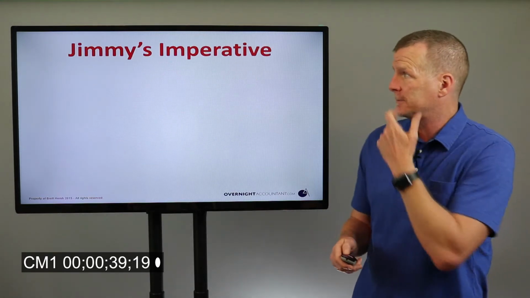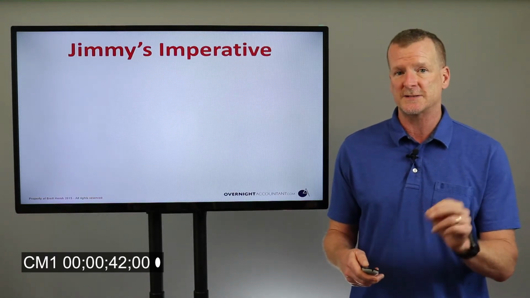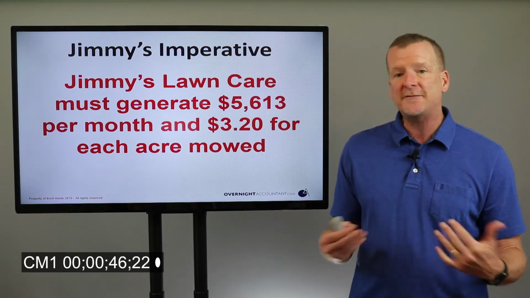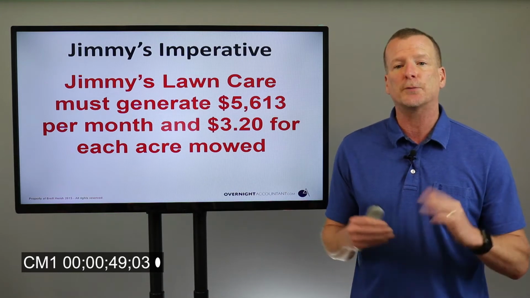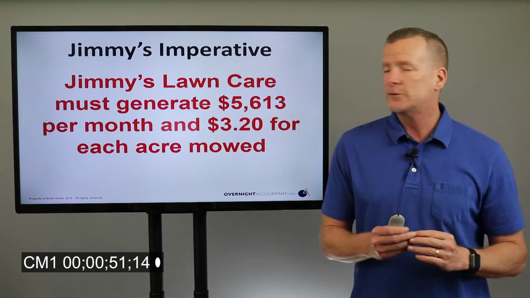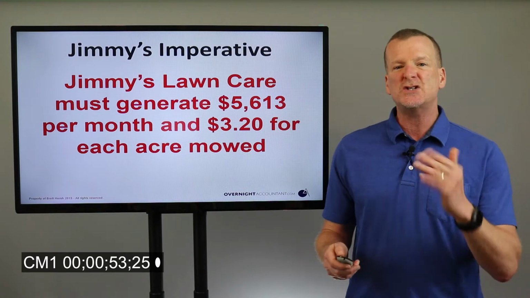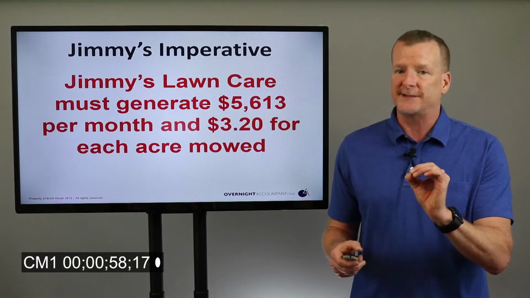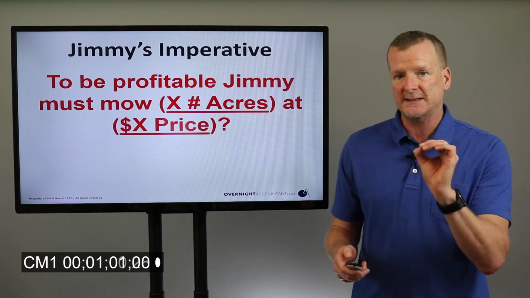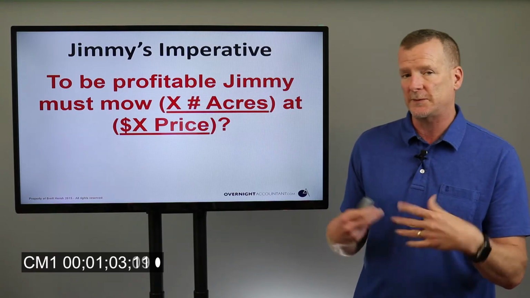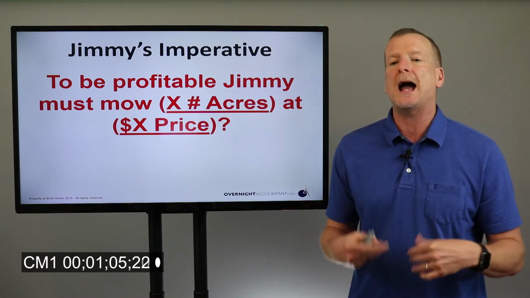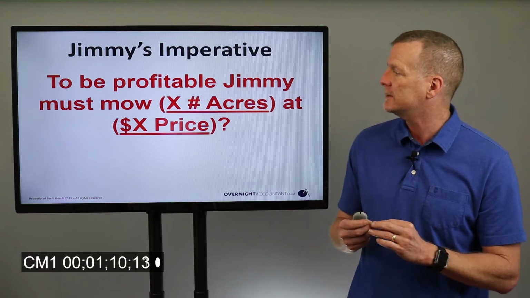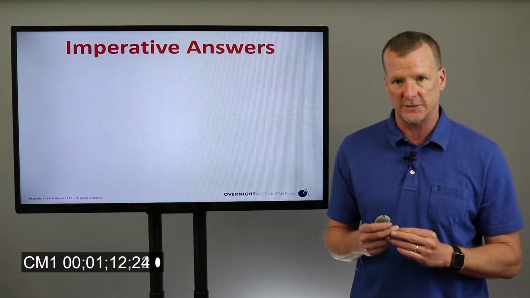Okay, remember Jimmy's imperative. If you remember from the earlier lessons of Pillar 3, we have determined that Jimmy's Lawn Care must generate $5,613 per month and $3.20 for each acre that he mows. So that's his imperative. But in order to be profitable, this is what we need to determine: Jimmy must mow how many acres at what price? That's really the goal here. How many acres does he need to mow, and at what price must he charge to do that?